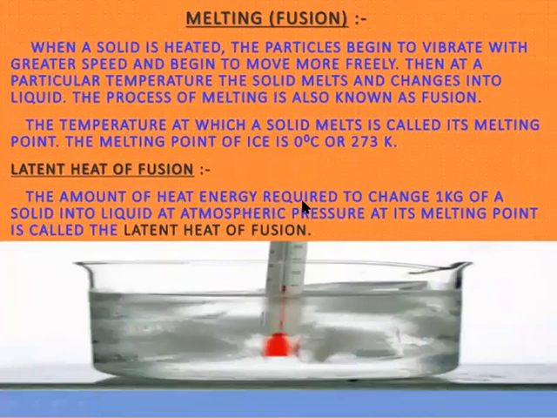The amount of heat energy required to change 1 kg of solid into liquid at atmospheric pressure at its melting point is called latent heat of fusion. Latent heat of fusion of ice is 3.34 × 10^5 joule per kilogram.